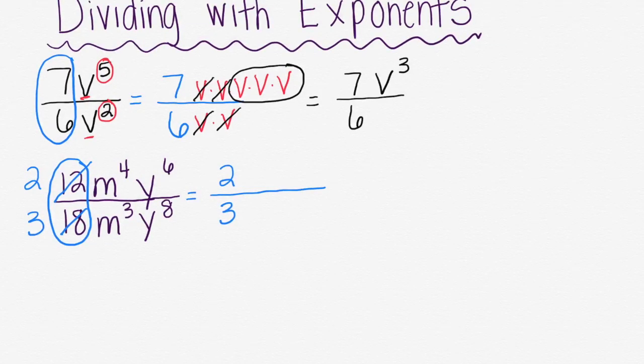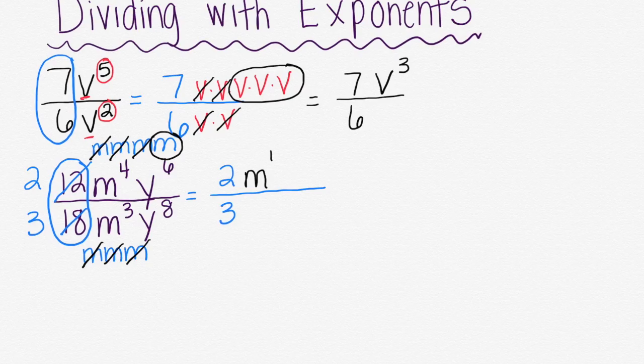Next, let's look at our variables. Now, we've got 4 m's in the numerator. 1, 2, 3, 4 of them. In the denominator, we've got 3. Again, if we start crossing things out, for every 1 that I see up there, that I see down here, I can take 3 away, leaving me with 1 m on top in the numerator. So I have 1 here. You can either put the 1 or you can leave the 1 off.